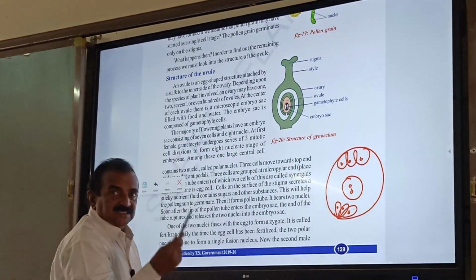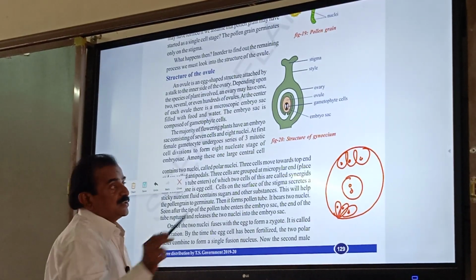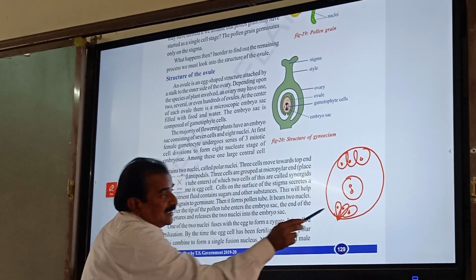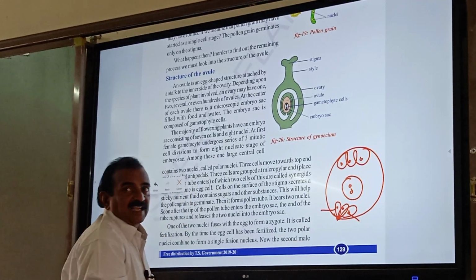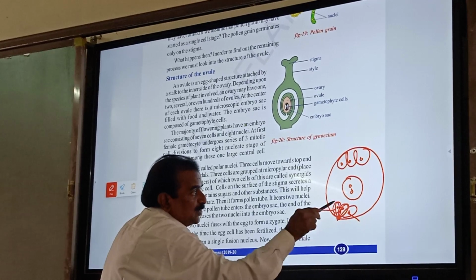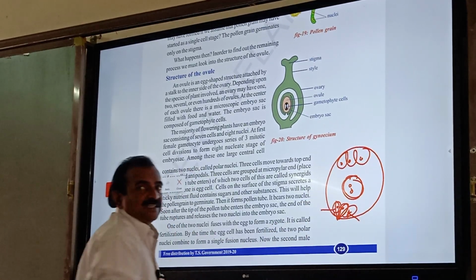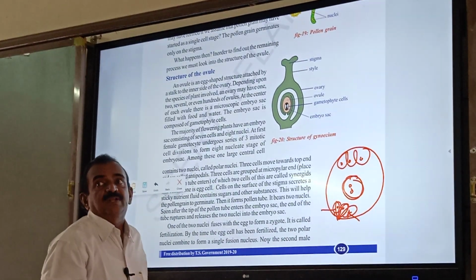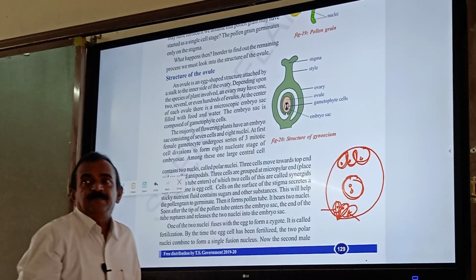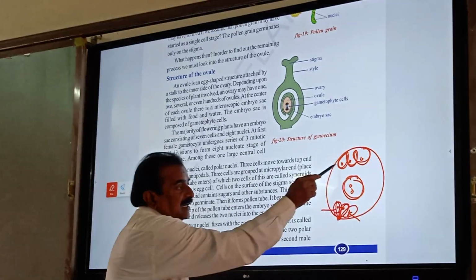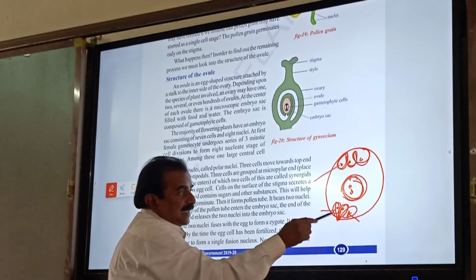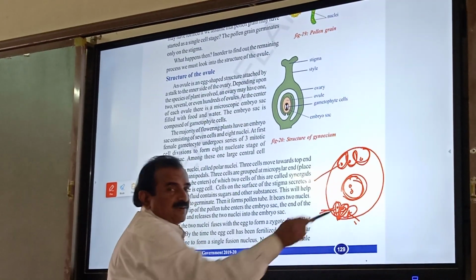And these cells are of different types. The cells present at the micropylar end, these two, are called synergids or helper cells, and the center one is called the egg cell. The center cell is the egg cell, and these two are synergids. In the center you see the polar nuclei, or secondary nucleus. And the cells present in the top region are called antipodal cells. And this is the secondary nucleus, and this is what? Synergids. And the center one is the egg cell.